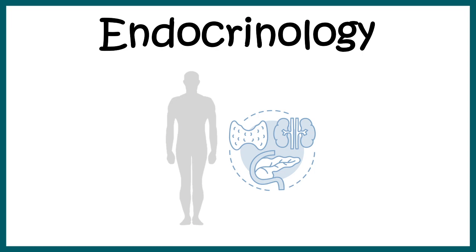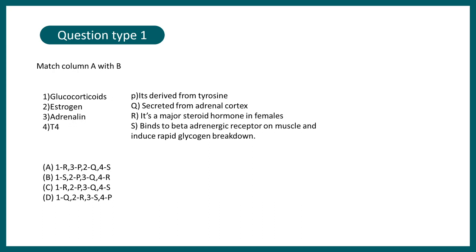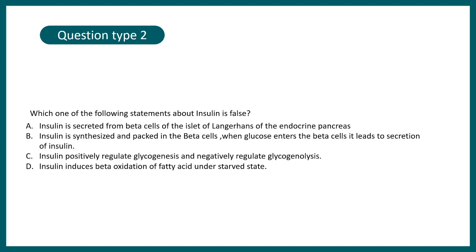The topmost topics that are asked in this examination, one of them is endocrinology. And let me tell you some question types. So question type 1, match the column A with column B. This type of question is very common in IIT JAM. This question says glucocorticoid, estrogen, adrenaline, and T4, all the hormones on one side and their relevant function on the other hand side. So you can read this question and try to answer it. If you have answered correctly, the answer would be option D. Now let me tell you, these types of questions were asked in IIT JAM in several years.